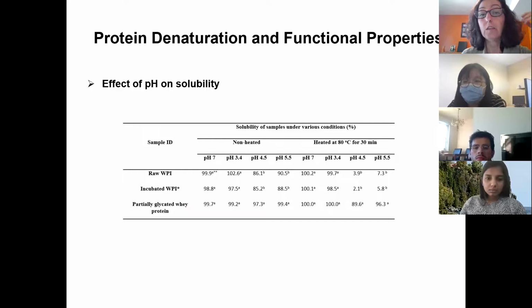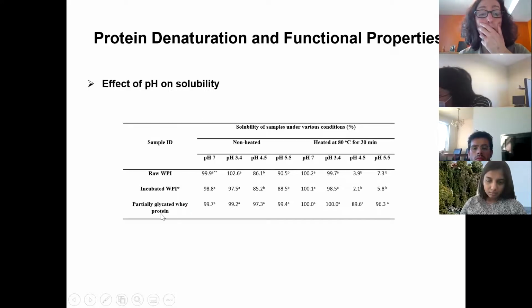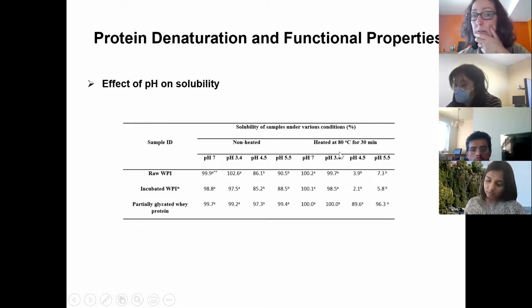So here's another research-related example on effect of pH on solubility. So we have our whey protein. Before heating, it's soluble over a wide range of pH, like we just showed you in that graph. However, once you heat it, it kind of drops out of solution at around the isoelectric point. But what we did is we glycated the whey protein. We covalently linked a carbohydrate to that protein, and then all of a sudden, it did not denature. The protein did not denature at these temperatures and remained soluble.